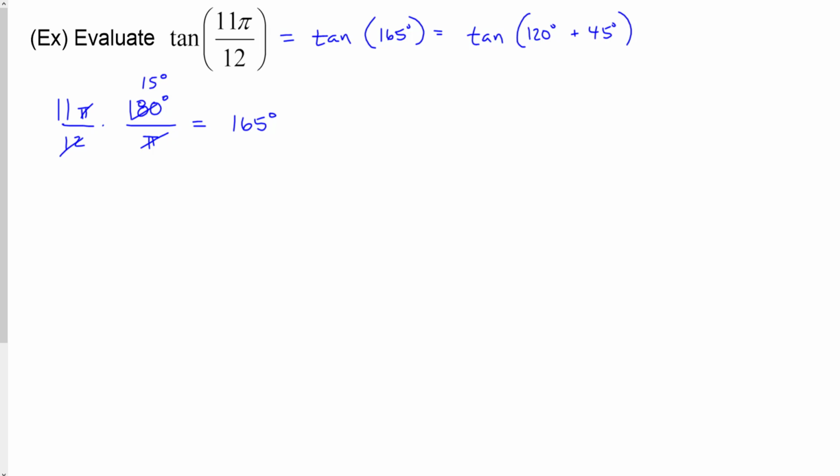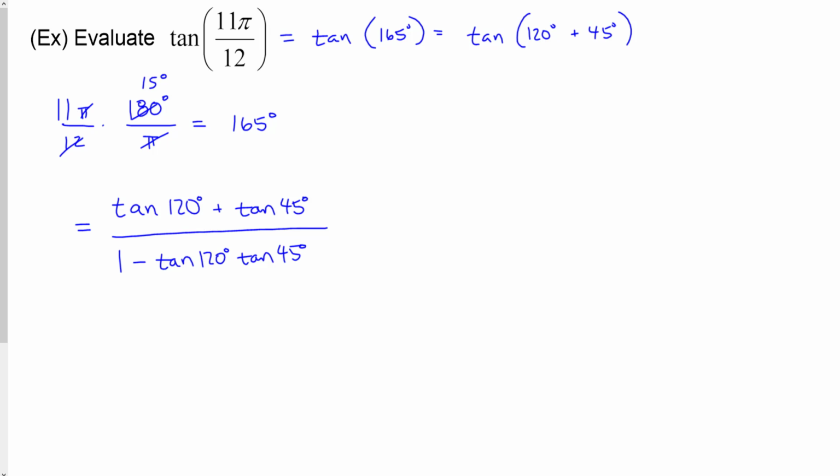All right, but this is going to be the tangent of the first angle, so tangent 120, plus the tangent of the second angle, divided by 1 minus tangent 120 degrees times tangent 45 degrees.